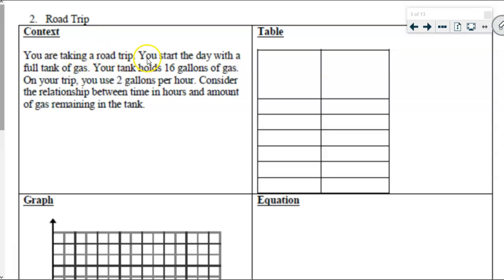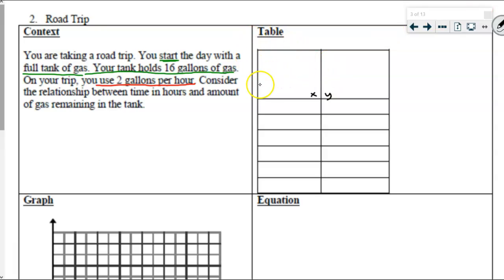You are taking a road trip and you start the day. I'm seeing the word start. That gives me a clue that that's probably the initial value. You start the day with a full tank of gas and your gas tank holds 16 gallons of gas. On your trip, you use 2 gallons per hour. So we know how it's starting, our initial value, and we know how it's changing. So when I'm over here, I'm going to use some labels, still going to use our X and our Y.